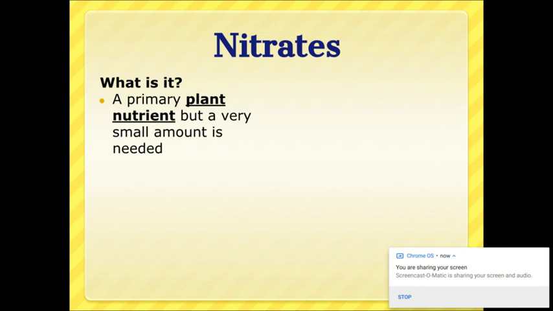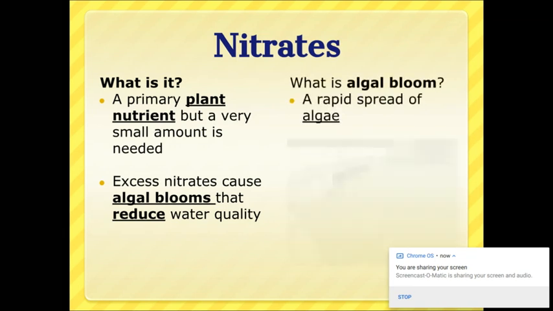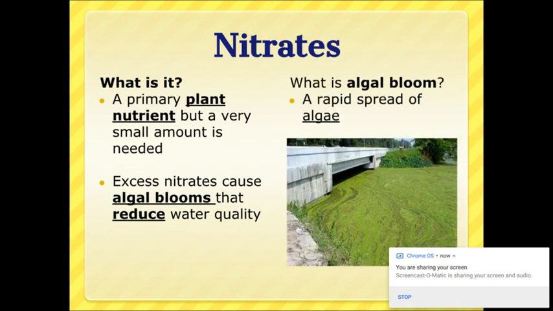So if you think about nitrates as a fertilizer or something you would find in fertilizers, excess nitrates can cause something called an algal bloom, which basically means making the algae very, very rapidly expand. Essentially, you're fertilizing the algae, right? And we don't want algae because the more algae we have, the lower the water quality can be. So an algal bloom is defined as a rapid spread of algae.